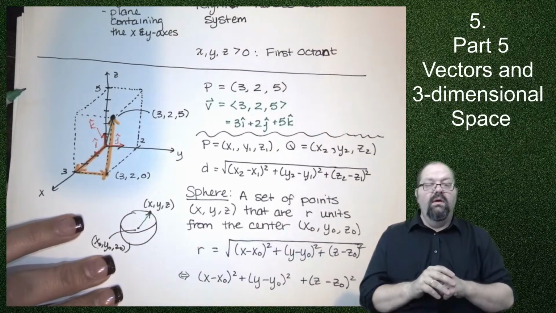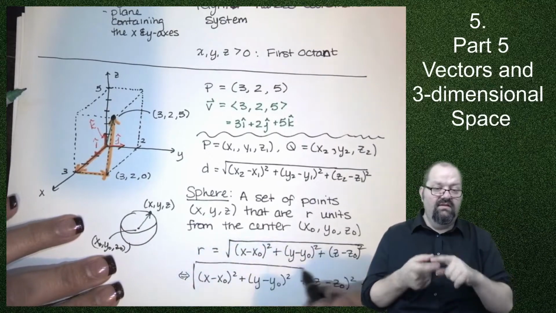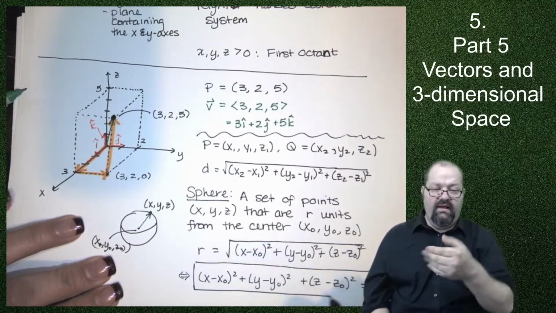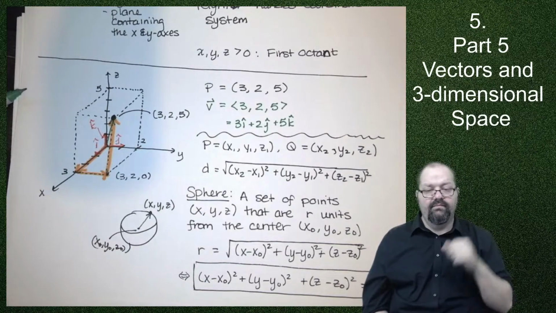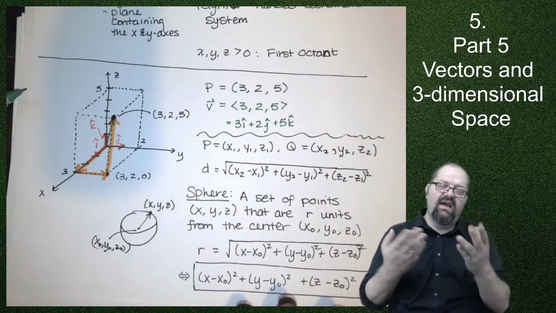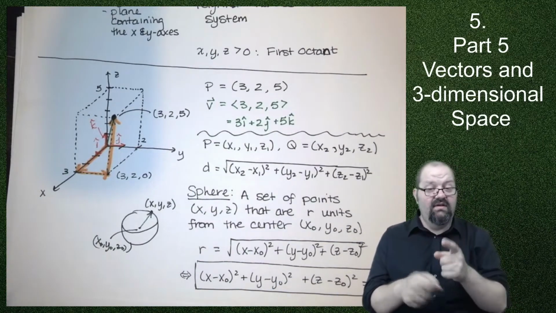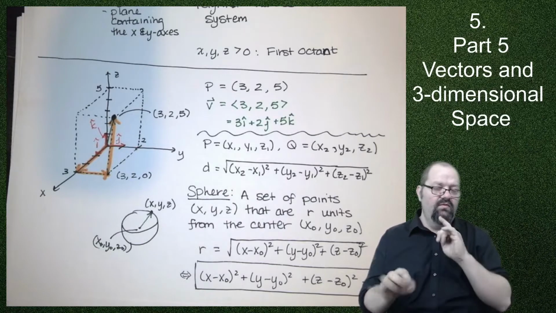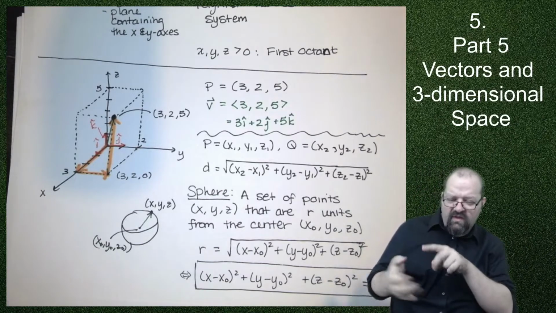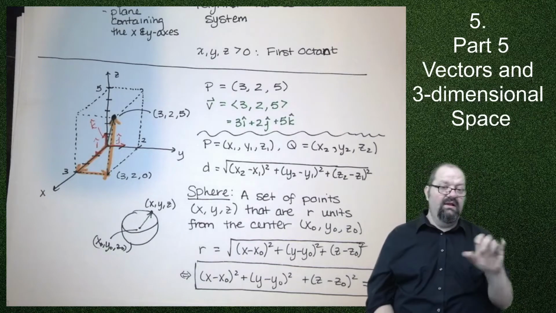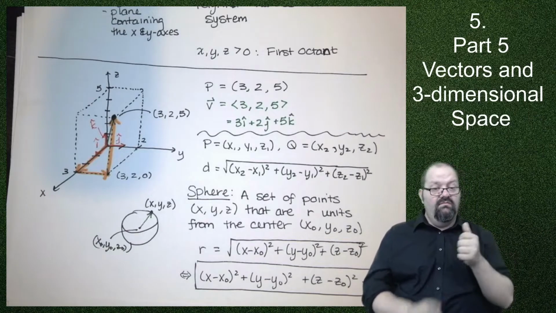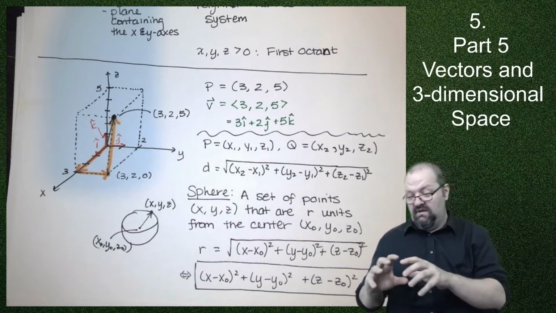And if I square both sides, I'm going to have an r squared over here. This is very easy to work with. If you're given a sphere in standard form, it's easy to look at the equation and read off the center and the radius. If you are given a radius and a center, it's easy to substitute those in here.